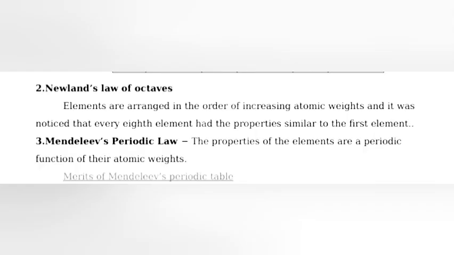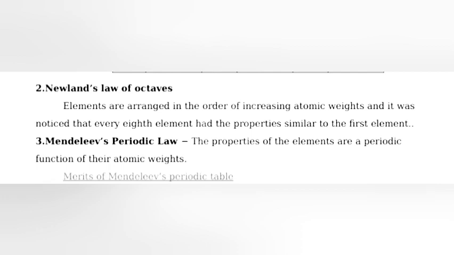2. Newlands' law of octaves. Elements are arranged in the order of increasing atomic weight, and it was noticed that every 8th element had properties similar to the first element. 3. Mendeleev's periodic law. The properties of the elements are a periodic function of their atomic weights.